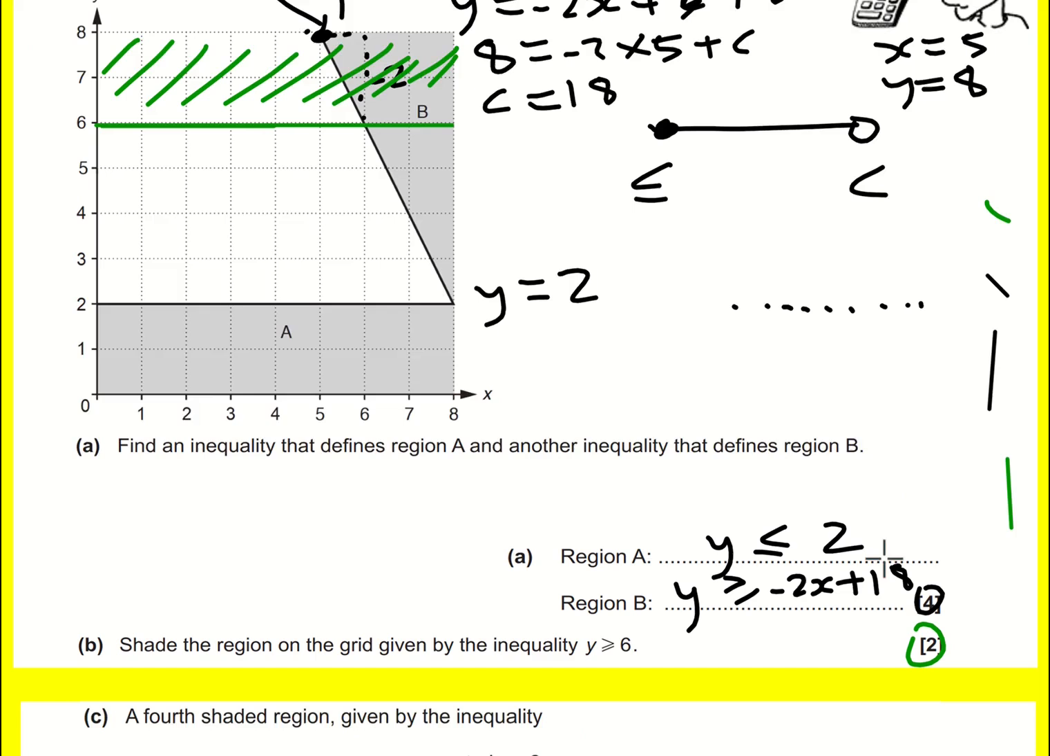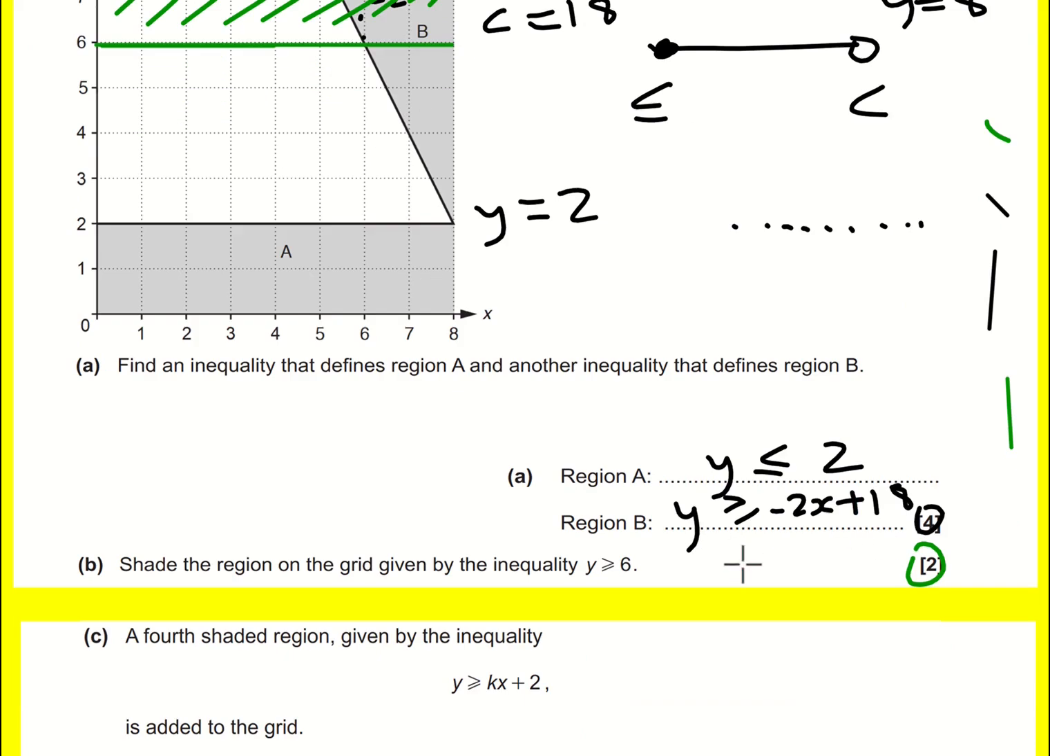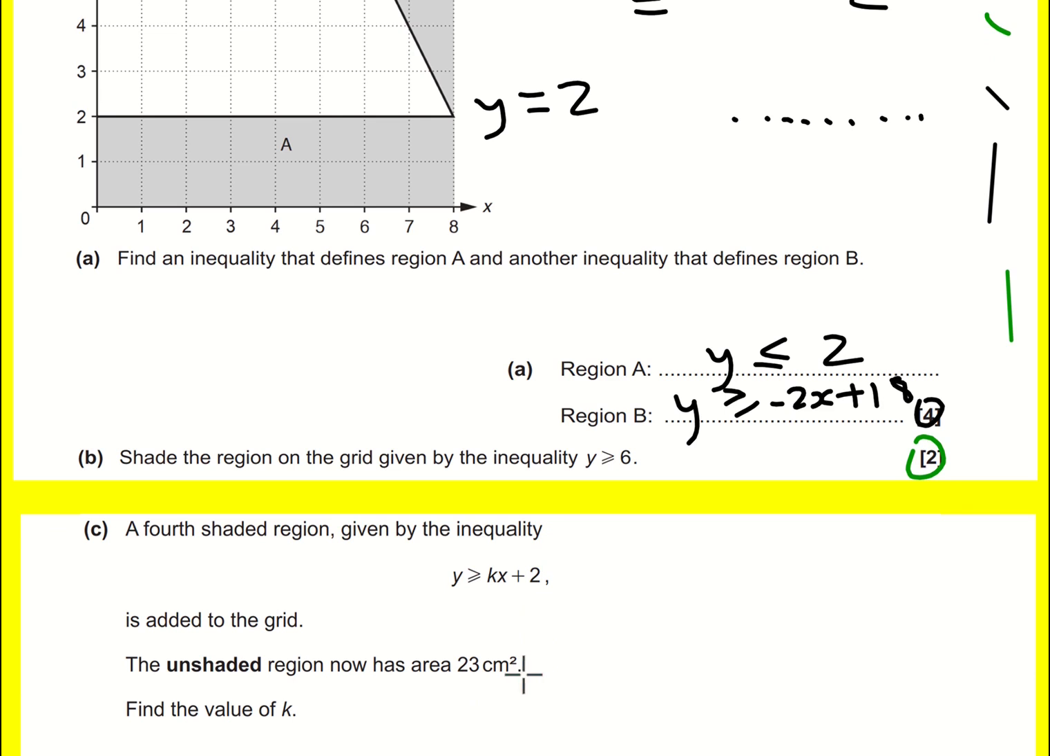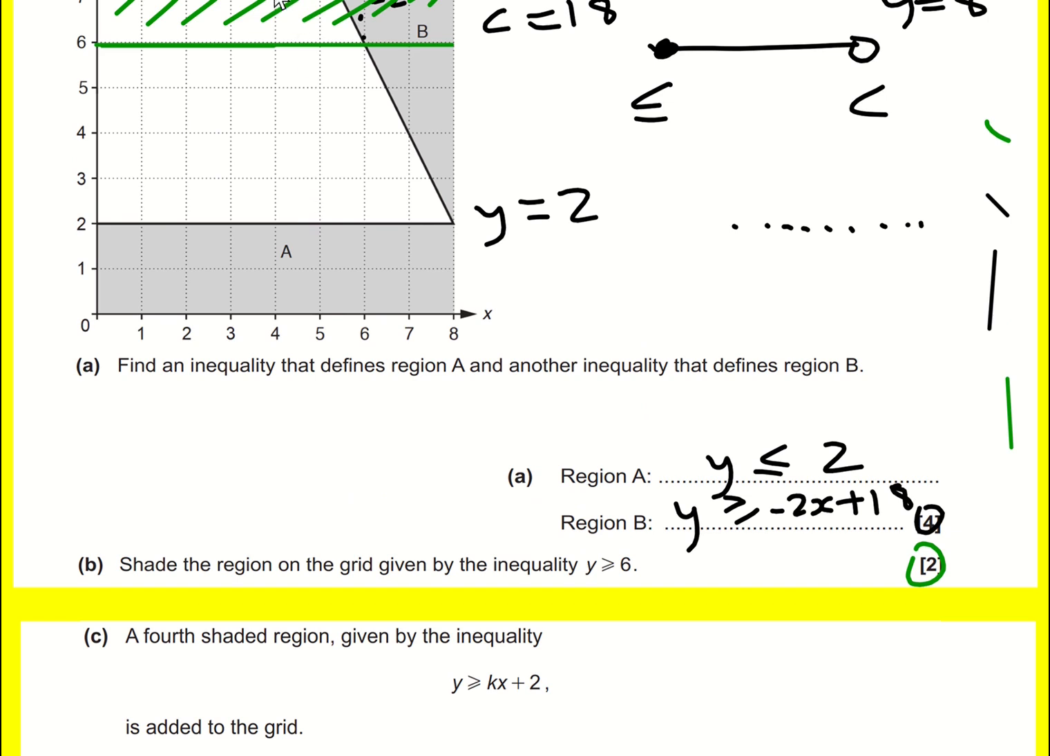That's okay. A fourth shaded region, given by the inequality y is greater or equal to kx plus 2, is added to the grid. The unshaded region now has area 23. Find the value of k. Alright, how are we going to do this?